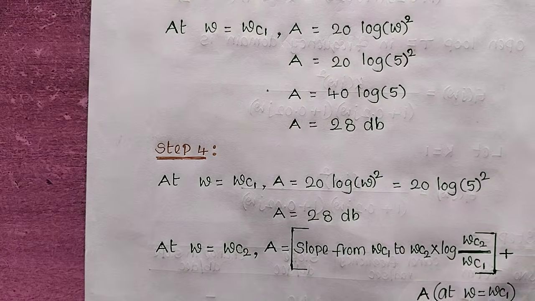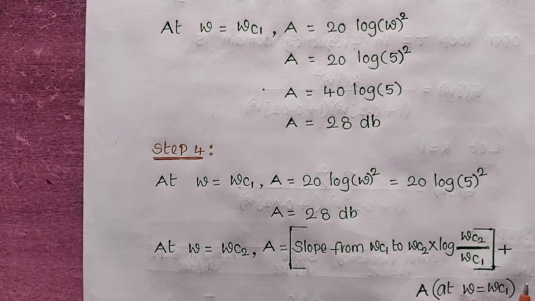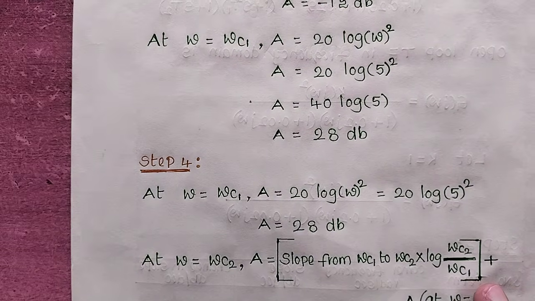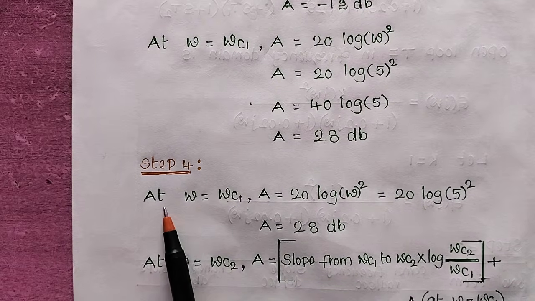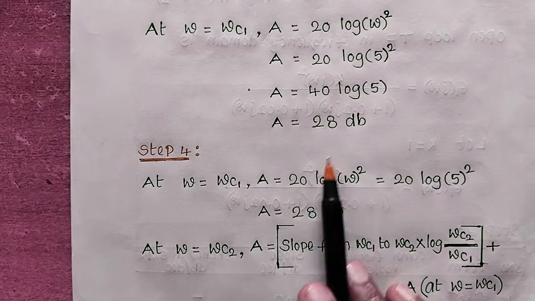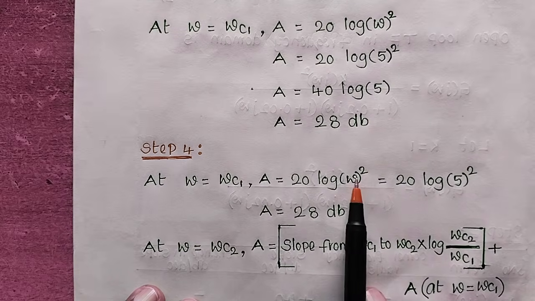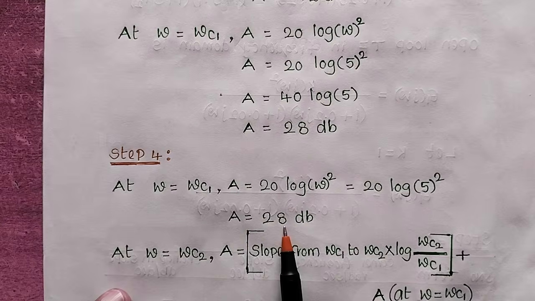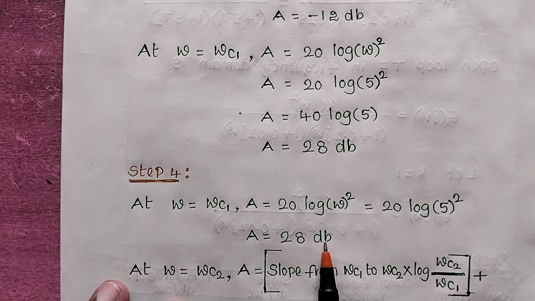Next, after omega C1, the second term comes into the picture. It affects the magnitude. Now there is a change in the magnitude and also the slope. So step 4 is at omega equal to omega C1. Again you get the same information here, value A equal to 20 log omega square, which is equal to 20 log 5 square. So again A equal to 28 decibels. You get the same information here.